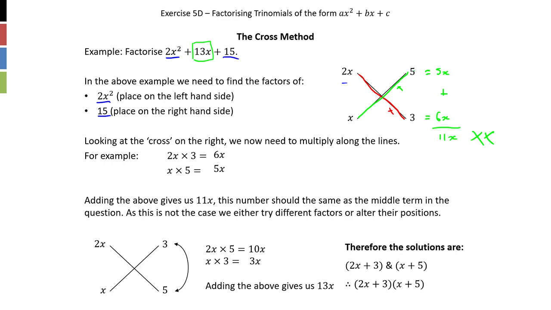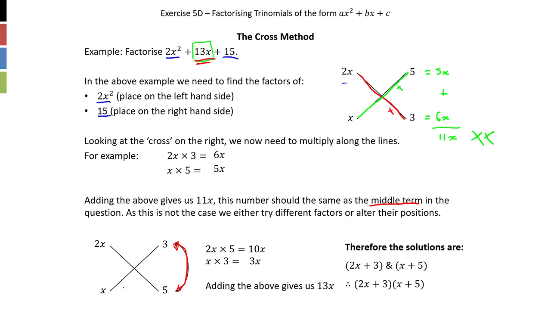So what you would do in this case is try different factors, or switch the order of them. That's what happens down here. Adding the above gives us 11x. This number should be the same as the middle term. It doesn't work in this question. As this is not the case, either we try different factors or alter their positions. So in this case, we switch the position.